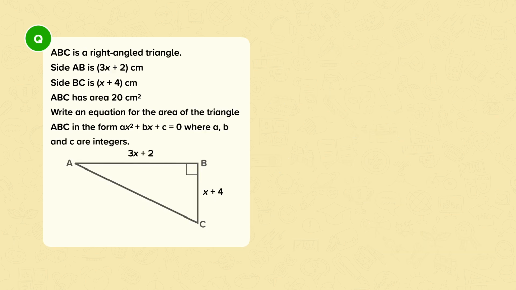In this question, we are told that a right-angled triangle has sides of length 3x plus 2 and x plus 4. And this time we're also told that the area of the triangle is 20 centimetres squared. We're asked to write an equation for the area of the triangle in the form ax squared plus bx plus c equals 0, where a, b and c are integers. We will approach this in exactly the same way as writing an expression.